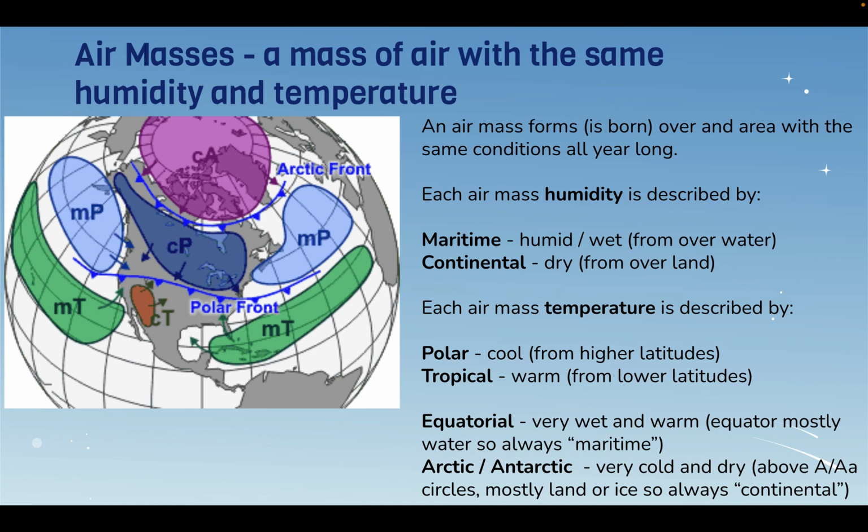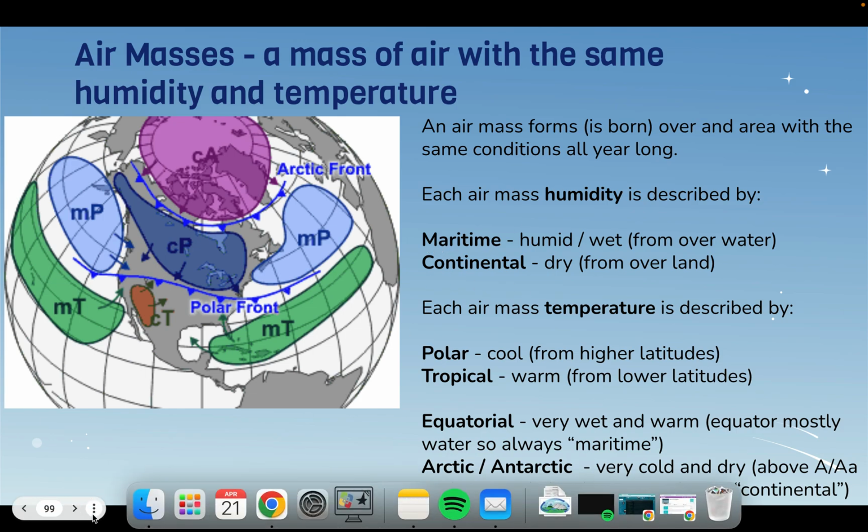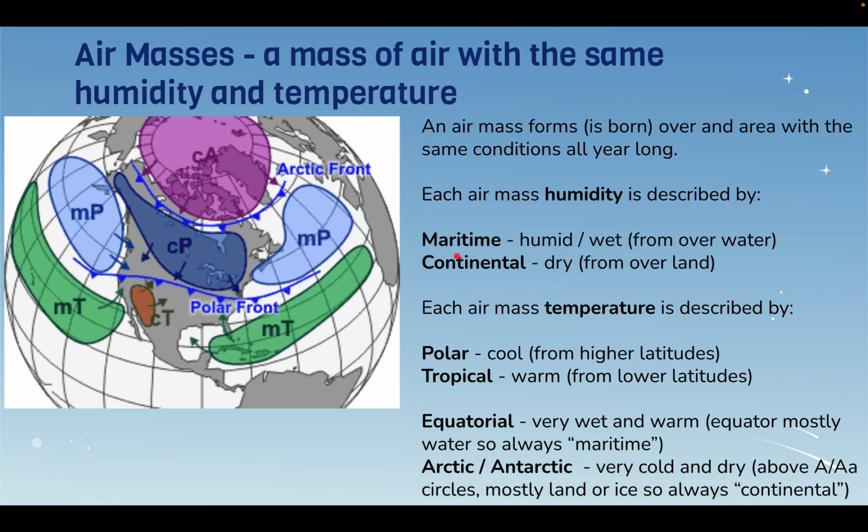So how do we describe the air mass's humidity? We will describe it either by calling it maritime or continental. All right, so maritime or continental. Maritime, this is describing humid air masses. Maritime air masses form over water. In this case, in the United States, these form over the oceans. So we would describe a maritime air mass as a humid and wet air mass that forms over the ocean.